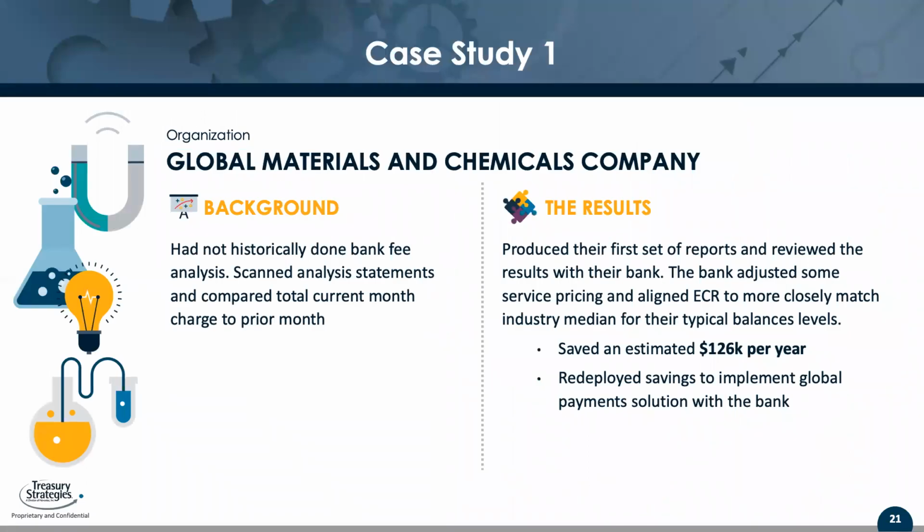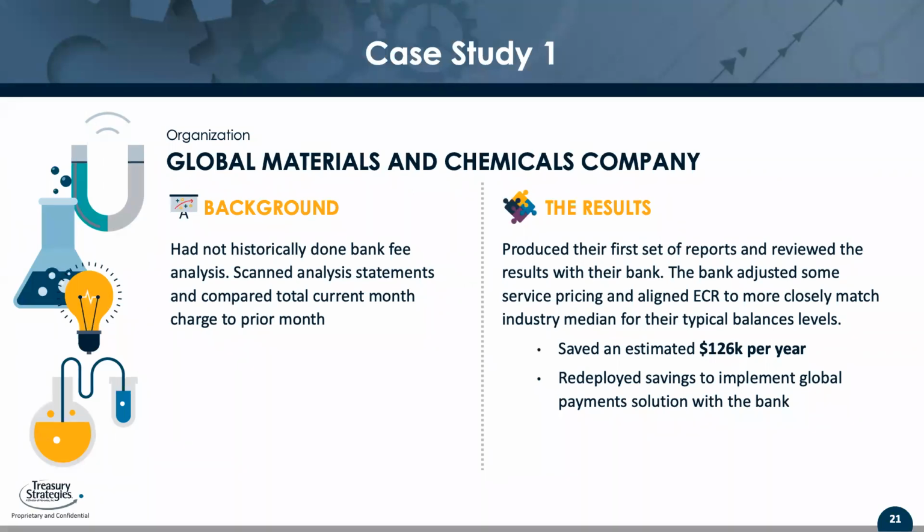So the first one here is a global Fortune 500 material and chemicals company. Historically, they were roughly 50% of the audience here. They hadn't really done a lot of bank fee analysis. They would occasionally scan their prior month account analysis, look at the total line, compare that to the current month, and if it was close, okay, we'd move on.